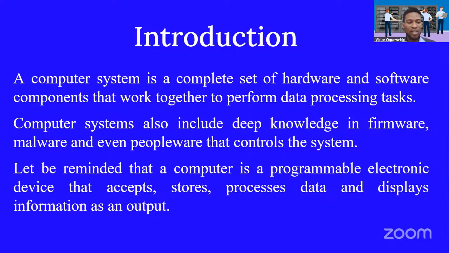The other part of the definition says it accepts. You need to input data into a computer if you need to get any information or any result out. It stores the data that you put into it. They are meant to be stored. It processes. Data that is processed is what we refer to as information. So simply, a computer is a programmable electronic device that accepts, stores, processes data, and displays information as an output.